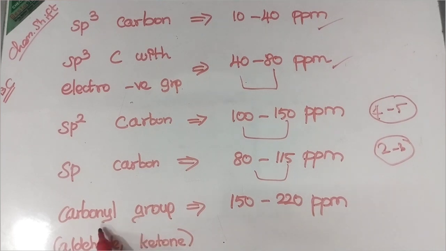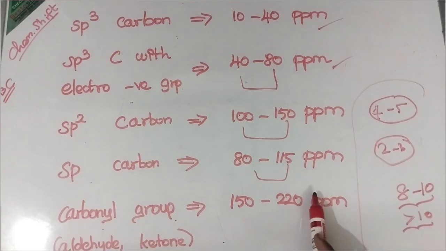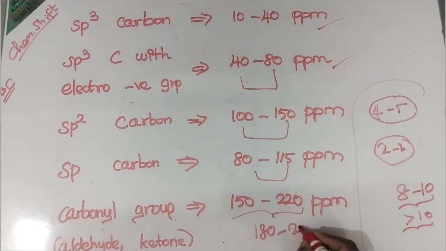And see here, for carbonyl group, there it was around 8 to 10 for aldehyde and ketone, and above 10, like 11, 12, for acids in proton NMR. And in C-13 NMR, this carbonyl group will have a value of 150 to 220 ppm, okay. 180 to 220 ppm will be there for carbonyl group. For aldehyde and ketone, 180 to 200 ppm, right? These are all the values for C-13.